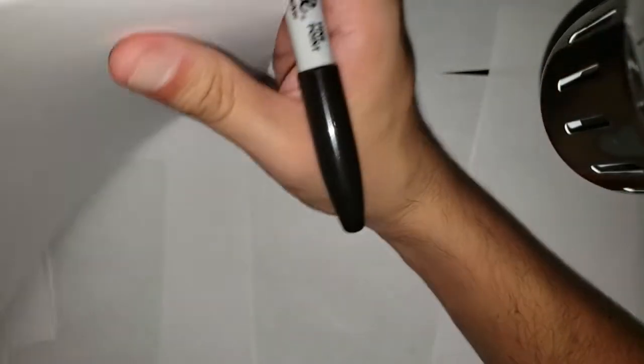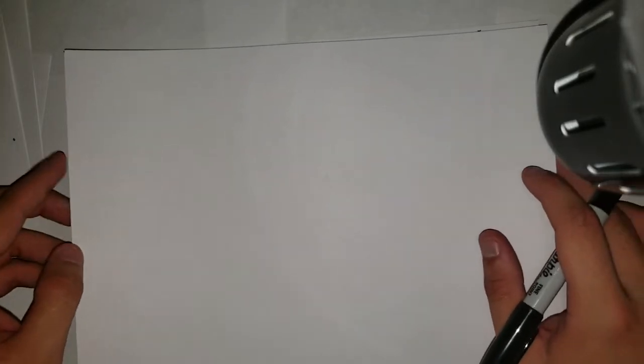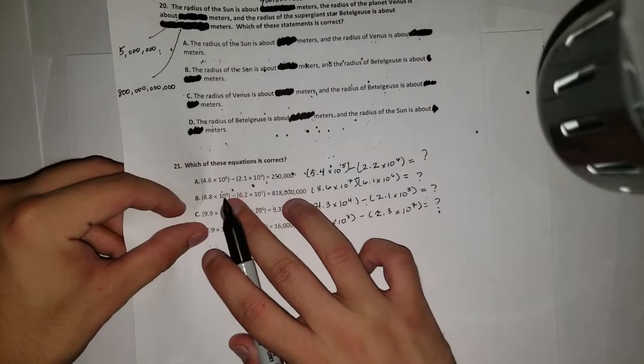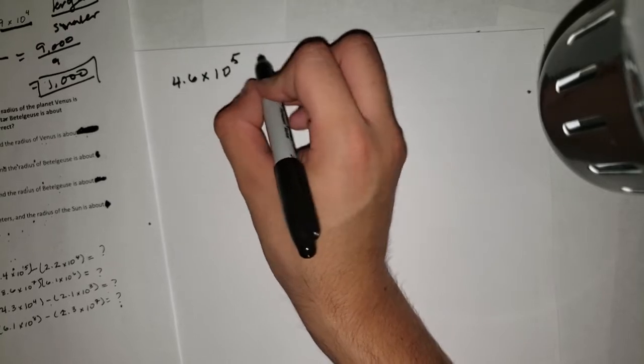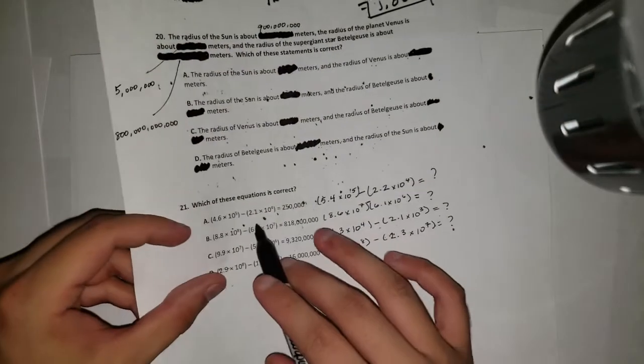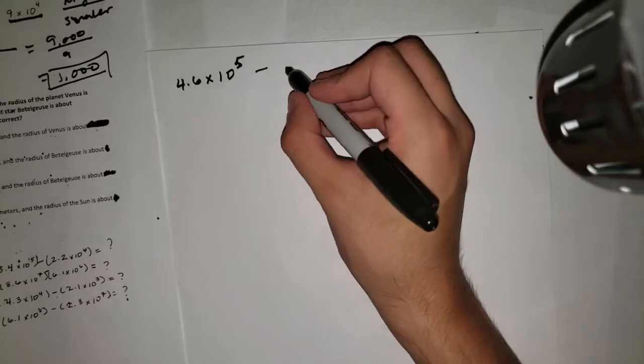Okay, so the first one that we're given is 4.6 times 10 to the 5th power, minus 2.1 times 10 to the 4th.